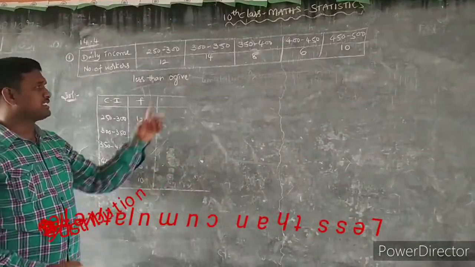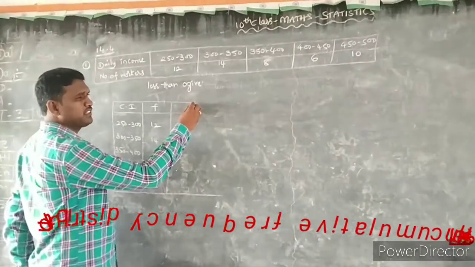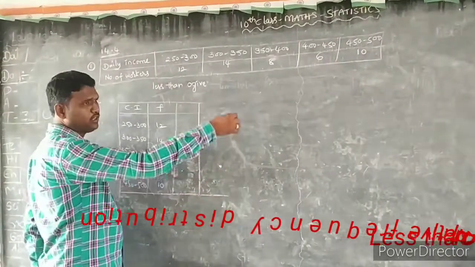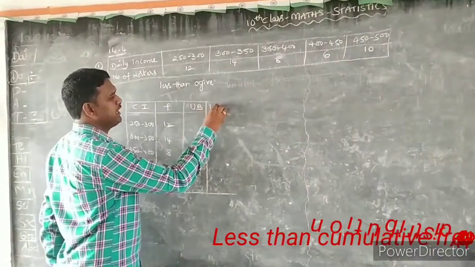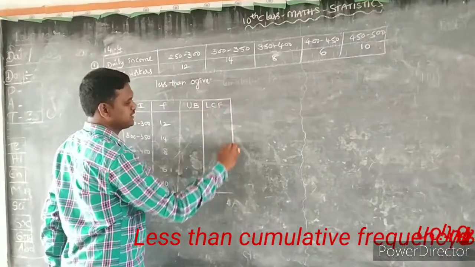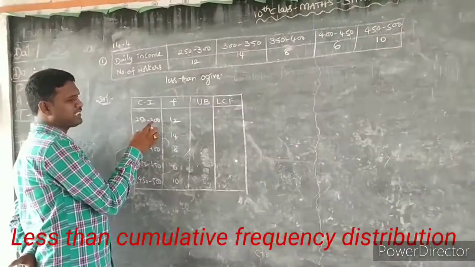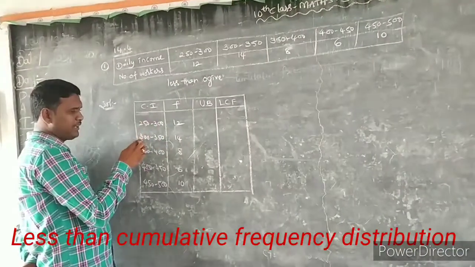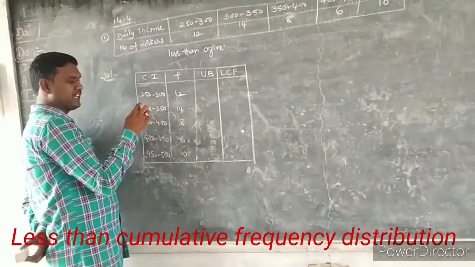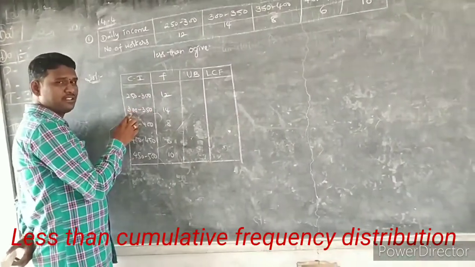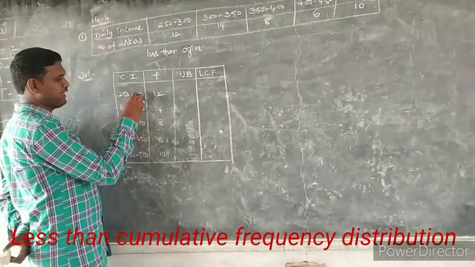To draw the less than ogive, we need less than cumulative frequency distribution. Just now I told less than ogive means we need to take upper boundaries and less than cumulative frequencies. Upper boundary, what is the upper limit here? 300. Next class lower limit also same. That's why boundary also same. When the upper limit and next class lower limit are equal, that will become the boundary.